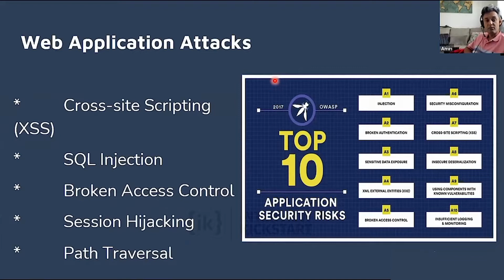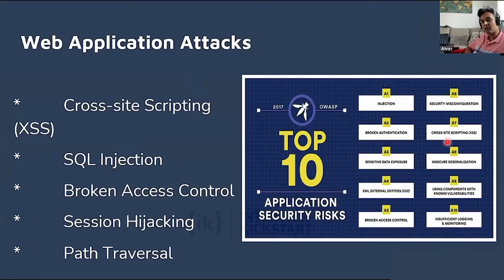Broken access control, session hijacking, path traversal. What we want to say is that there's an organization out there called OWASP. OWASP has a list of attacks that normally happen against web applications, and it calls them the OWASP top 10. As you can see, the first attack is injection. Injection is the most common attack that happens against web applications. Then we have broken authentication, and sensitive data exposure.